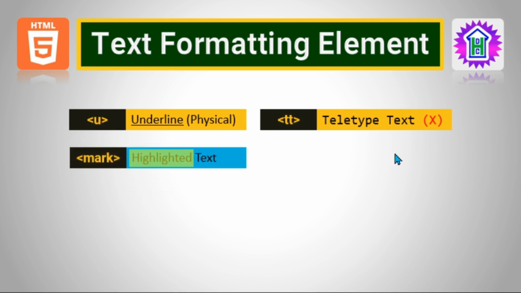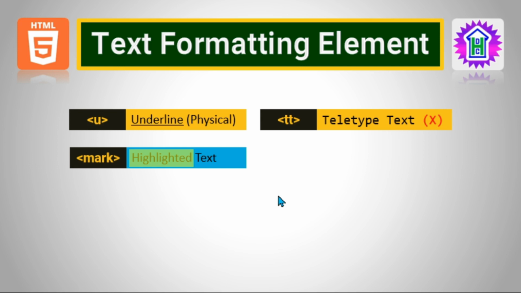Then we have something called mark. The mark tag is used to highlight a text. So if I write a text within mark opening and mark closing, as I have shown here, the word is highlighted, with mark in front of the highlighted word and mark closing at the end of it. So the mark tag is used to highlight a text.